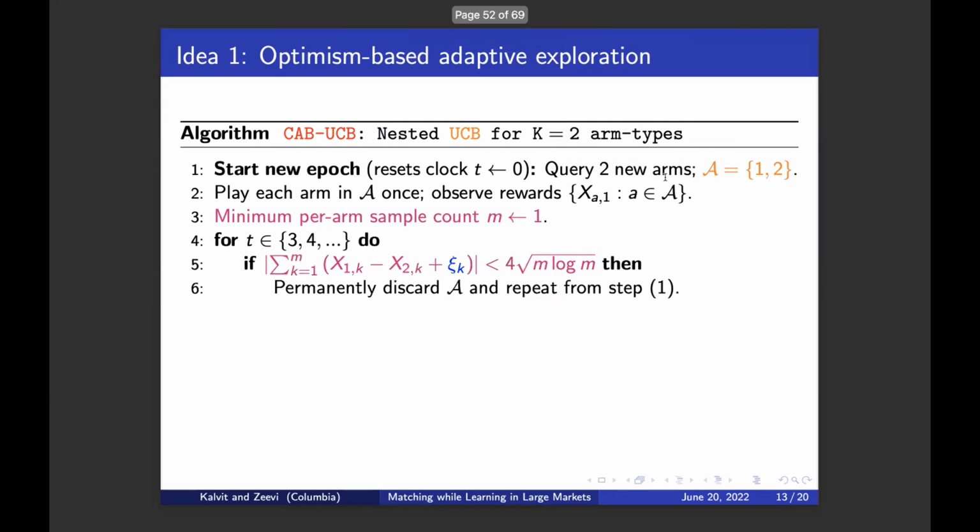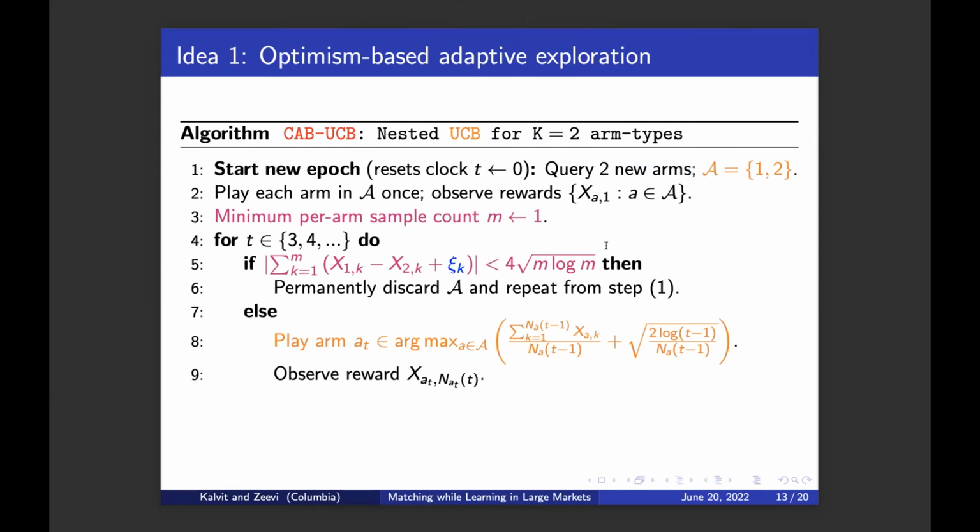However, it will nest UCB in a certain careful manner, and this is something which I'll explain here. On the selected consideration set, which is denoted by calligraphy A, what the algorithm does is compare the cumulative reward accrued across the two arms. The factor in blue can be ignored for the purpose of this talk. It's just a zero mean noise term that I'm adding for stability purposes.